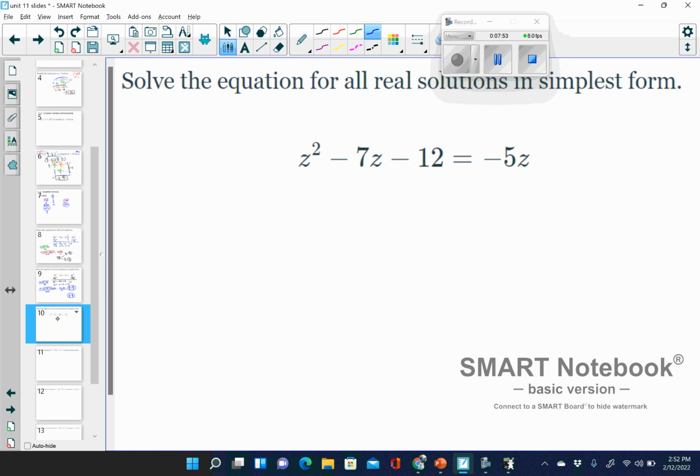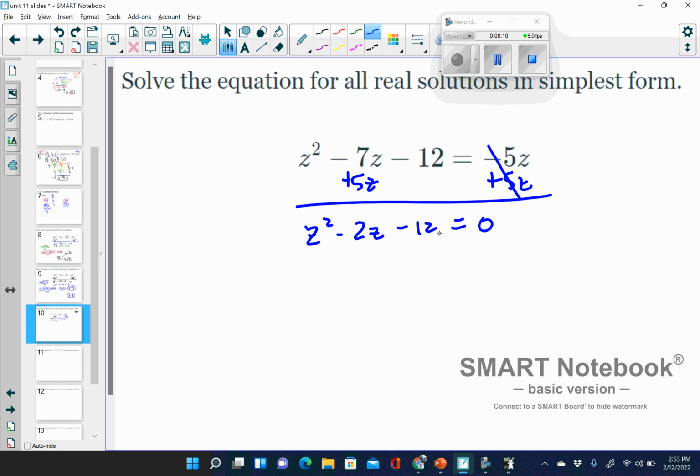All right. So now this one right here, this question, is very similar. So we're going to go ahead and add 5z so we can get that to be 0. Add 5z. So this is going to cancel out. So we're going to get z squared minus 2z minus 12 is equal to 0. Again, it says simplest form. So you could just go ahead and plug this into a calculator. So this is a equals 1, b equals negative 2. C is equal to negative 12.